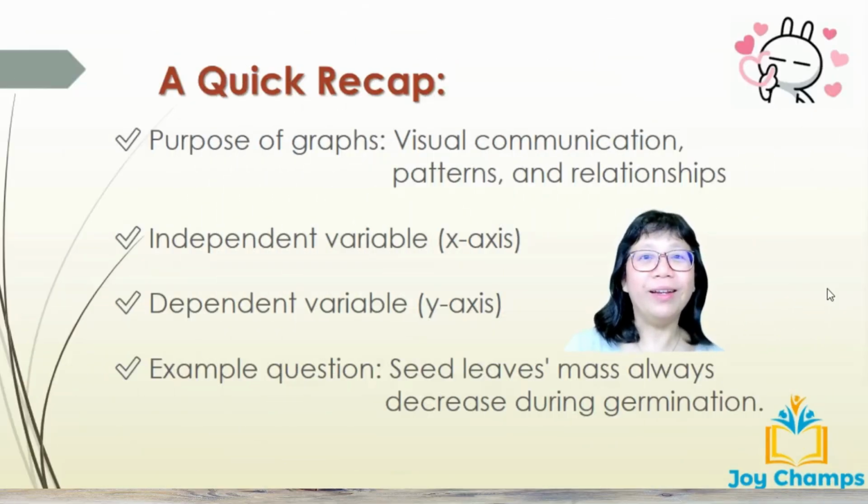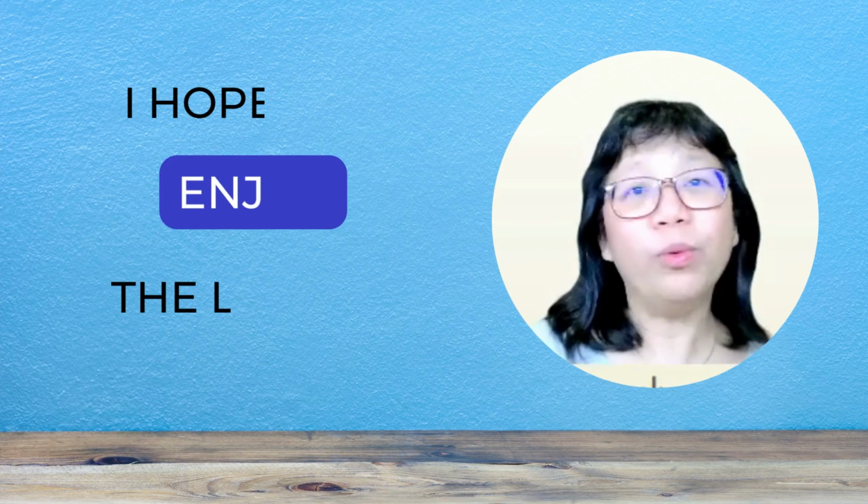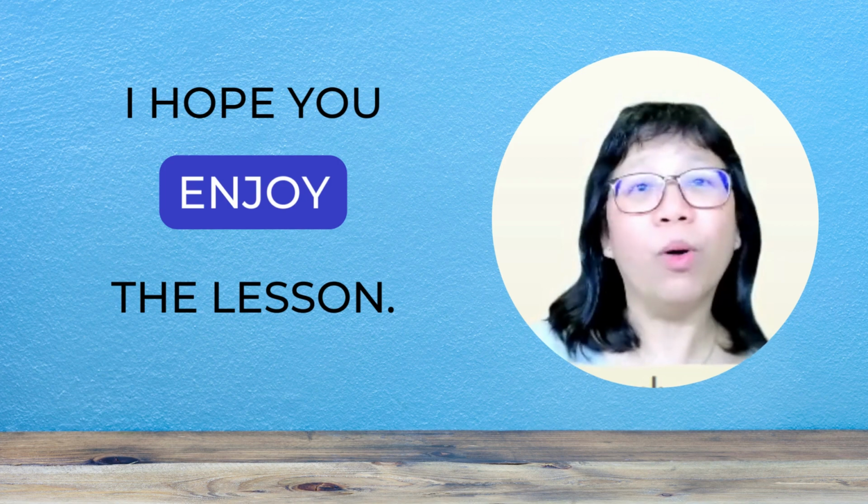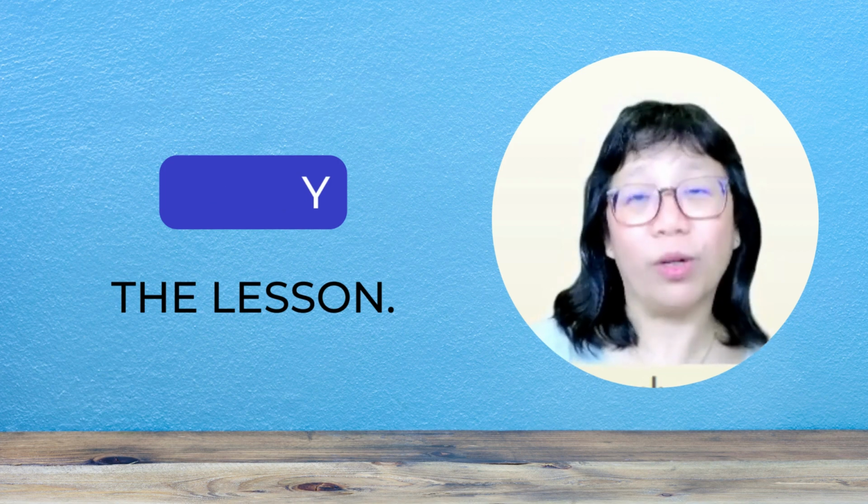You have reached the end of this exciting lesson on graph-based science questions. A quick recap. The purpose of graph is essentially for visual communication, show patterns and relationship. The independent variable is always plotted on the x-axis and the dependent variable on the y-axis. The example question we used today shows that seed leaves mass always decrease during germination. I hope you've enjoyed this lesson and feel more ready to master science-based graph questions.